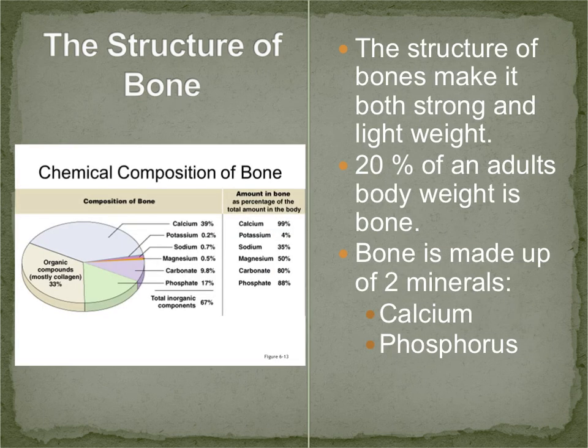The structure of bone makes it both strong and lightweight. 20% of an adult's body weight is made up of bone. And we said before, the two main minerals associated with bones are calcium and phosphorus. You can see here the percentage of the total amount of the body and also the composition of the bone here.